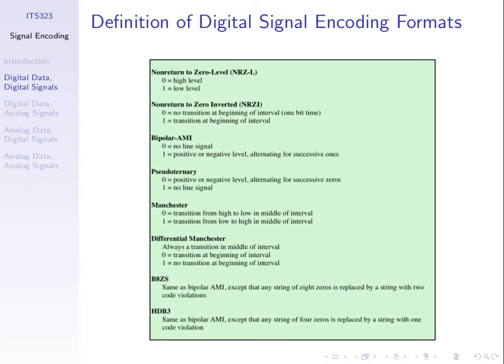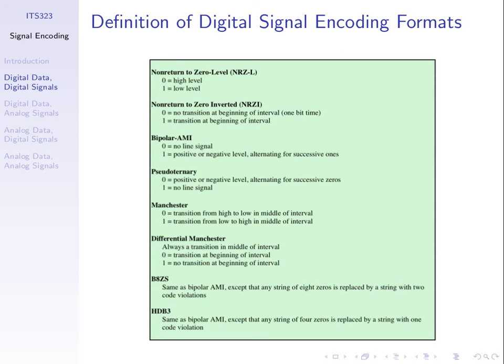The lecture notes define some others as well. Looking at the first 6, we've gone through NRZ level, non-return to zero inverted, bipolar AMI, and we just went through Manchester encoding. There's a variation of Manchester called differential Manchester. And there's another one similar to bipolar called pseudoternary encoding. We'll mention the last 2 on some later slides.